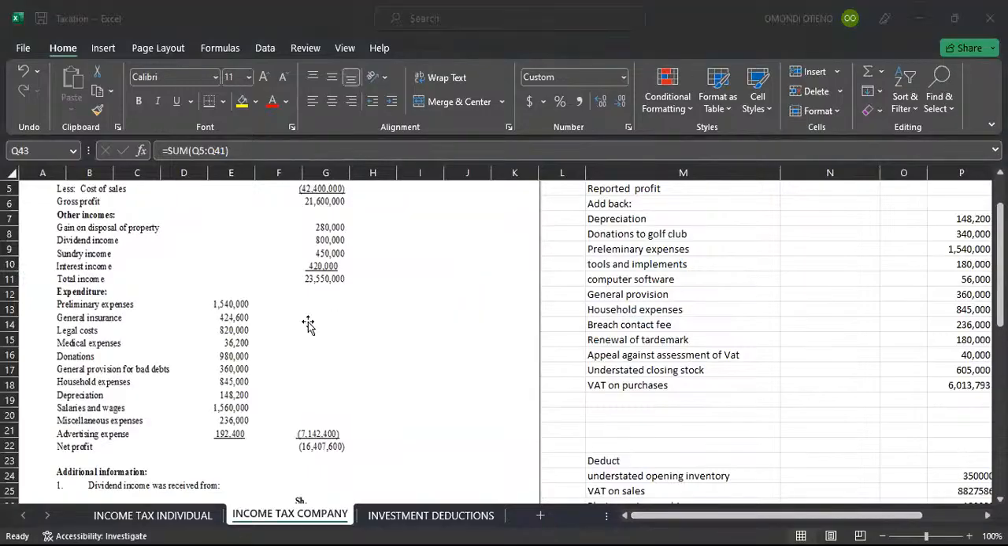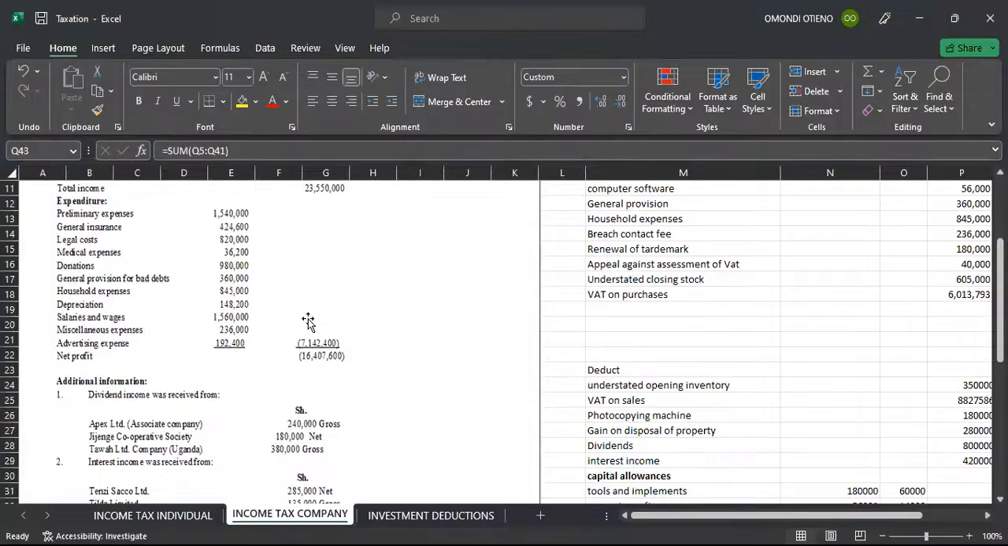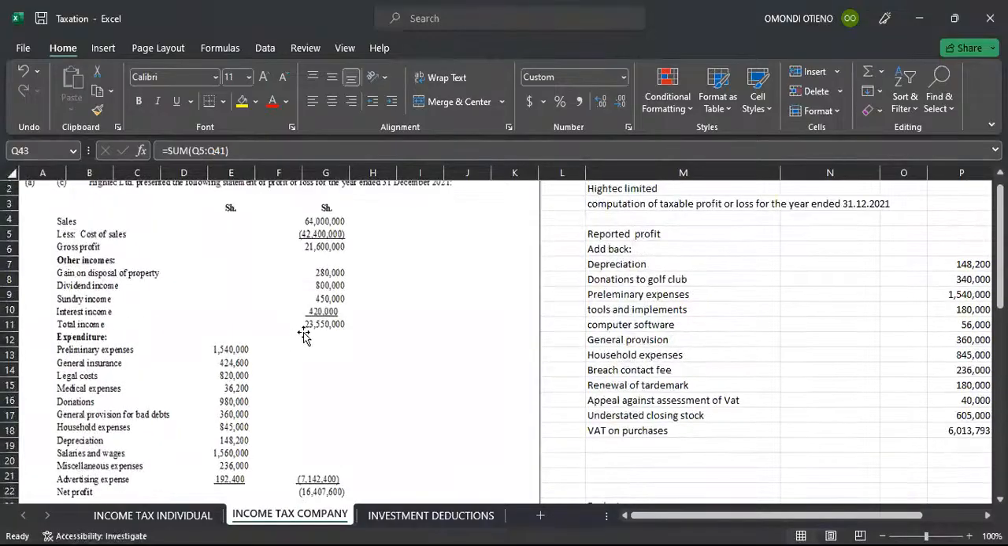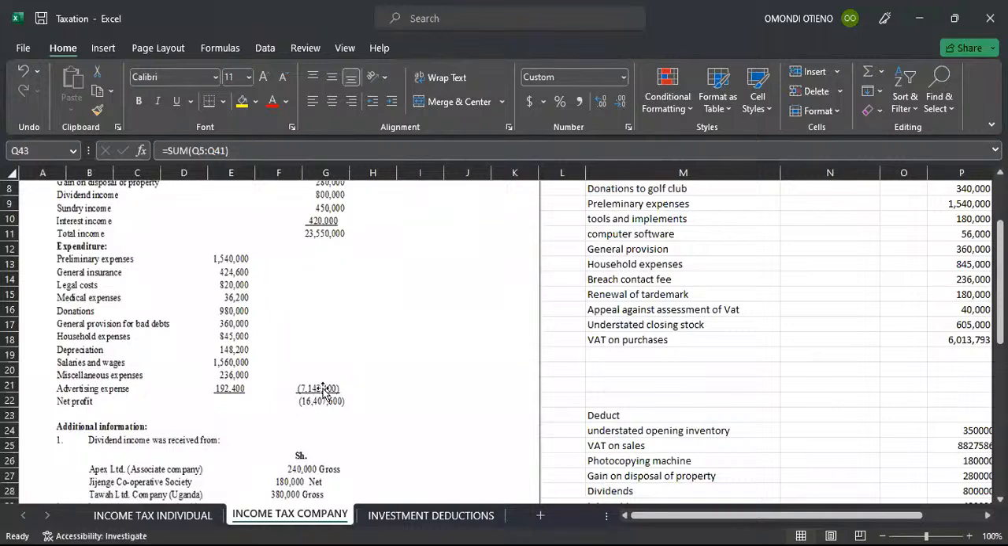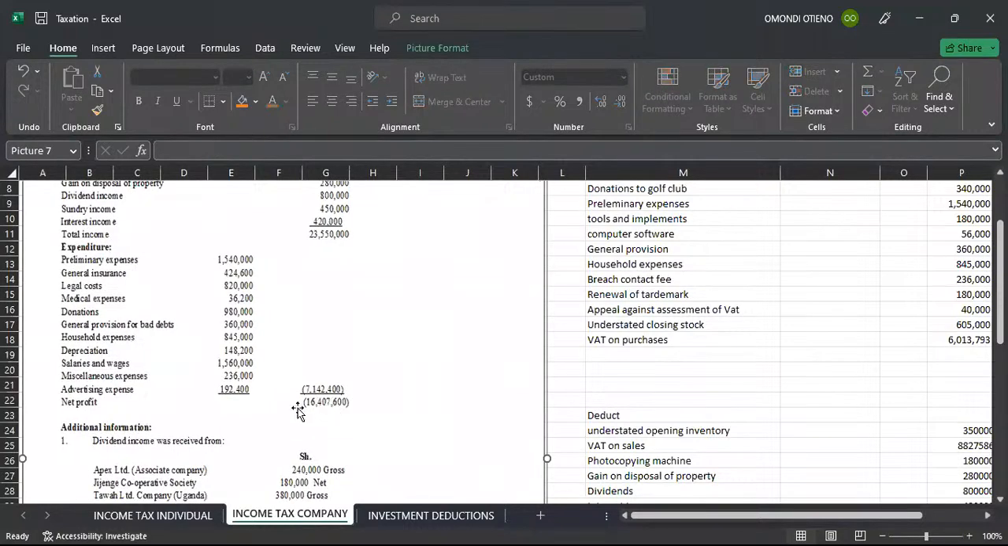But I've seen there's a mistake somewhere here. 23,550 minus 71,42,400. Is it a negative or a positive? This 16,407, is it a positive or a negative value? This 16.